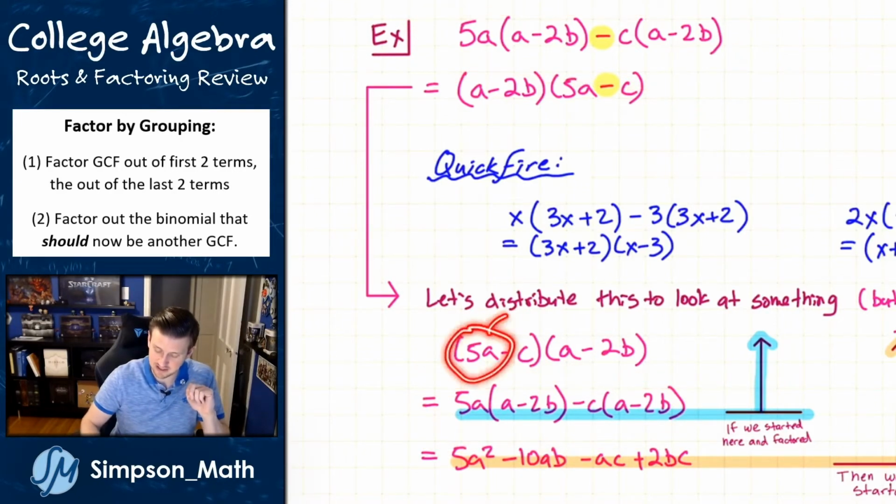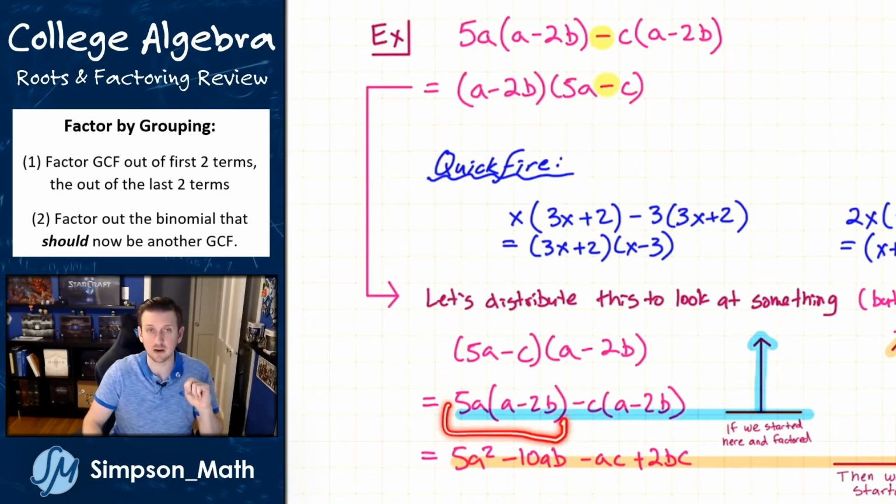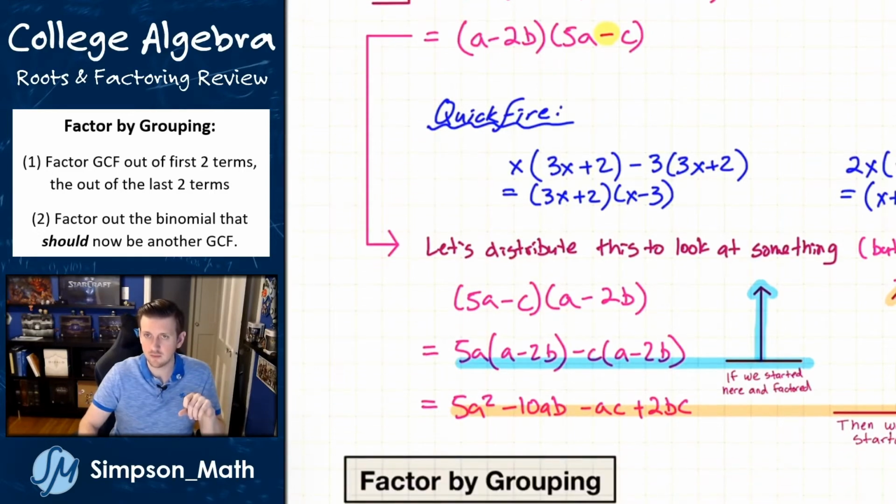To take the 5a times that binomial, because then our next step would be we could then distribute this and get these two, right? Does that make sense? I know you wouldn't really ever stop right here, but that's what we're doing. And then this negative c times this binomial, which is right here. So we started here and factored to there.